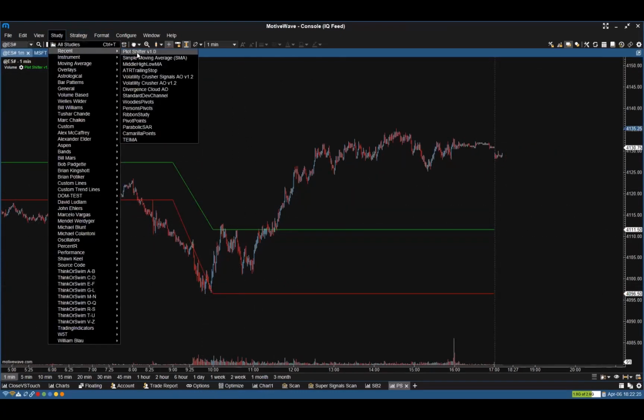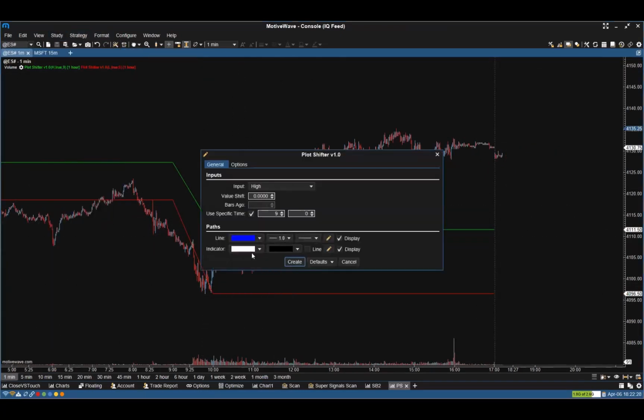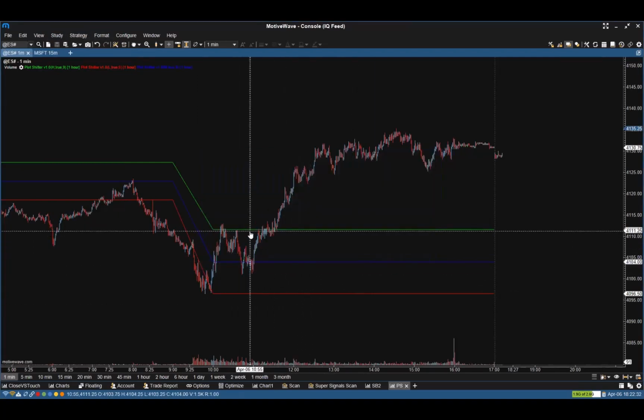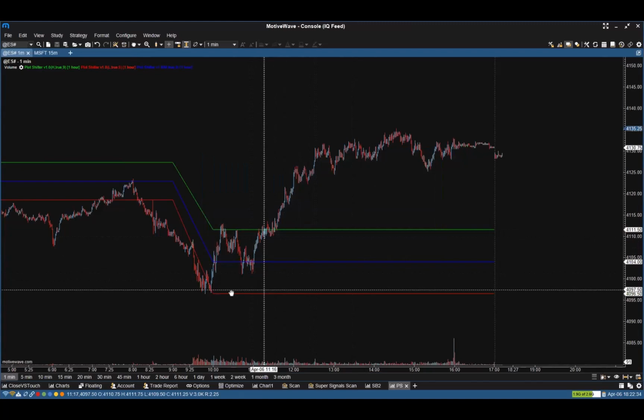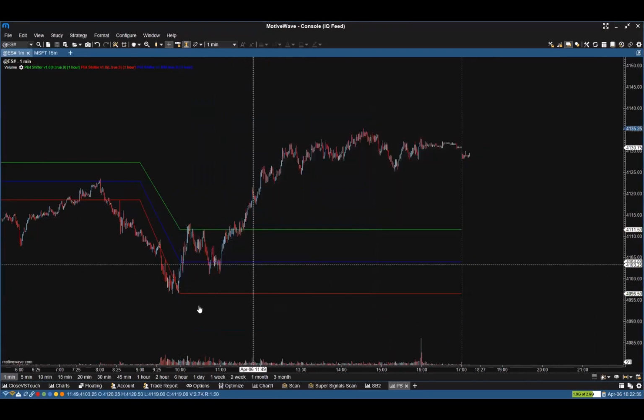period. And finally, I want to know what is the midpoint of that first hour. Now I can see, okay, here's the high, here's the midpoint, and here's the low of that opening hour.